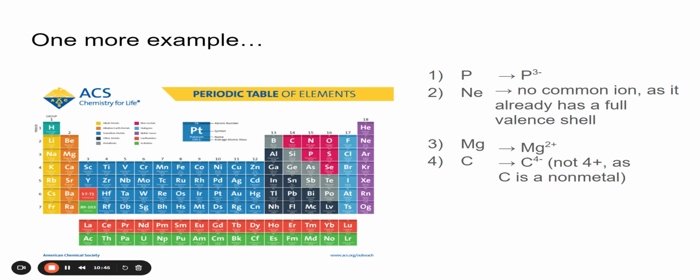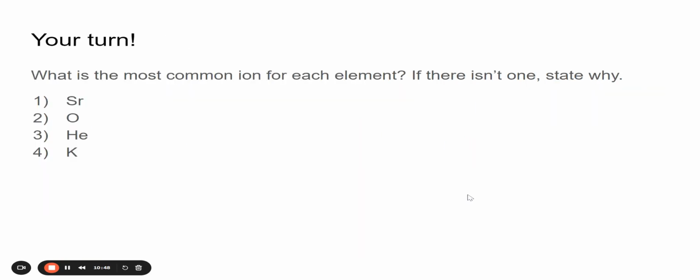Okay, so that's some examples. You have some practice right here. Go through, figure out the most common ion for each element. You're probably going to want a periodic table. If there isn't a common ion, just briefly state why.